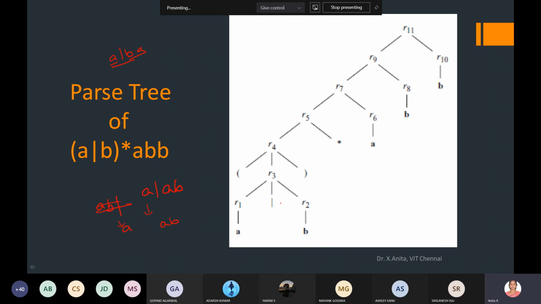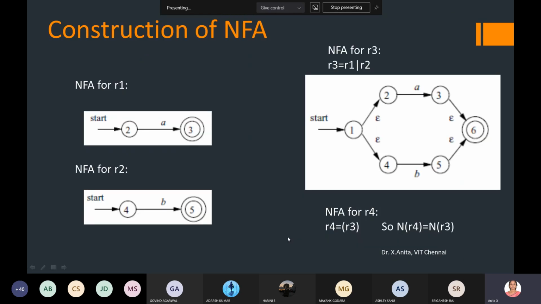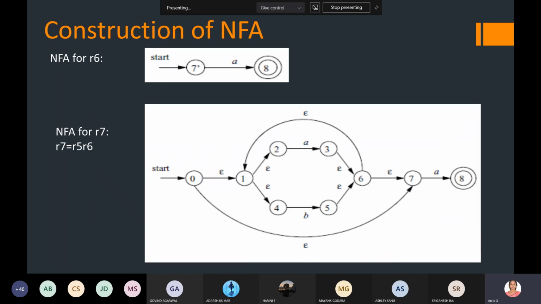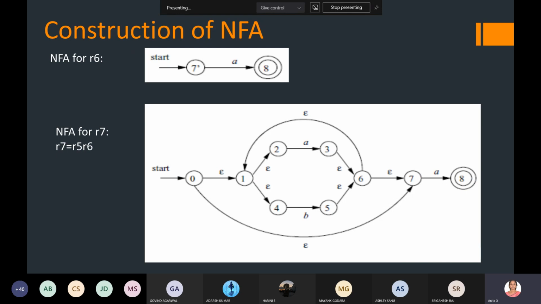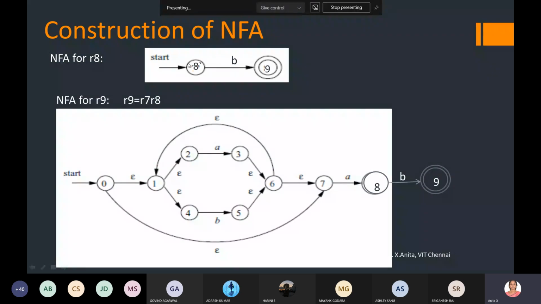Okay, so based on that, we have constructed the parse tree, and using each and every rule discussed earlier, we have constructed the NFA, right? So here I hope you have completed, right? So here we have discussed till this point, I think. Yes, we have discussed till this. So here for B, I am going to construct an NFA for R8, which is nothing but, so yes, again, same thing. You can go for any numbering convention. Okay. Any numbering convention you can follow.